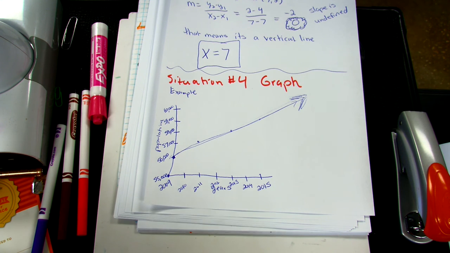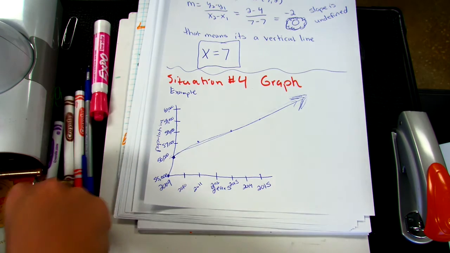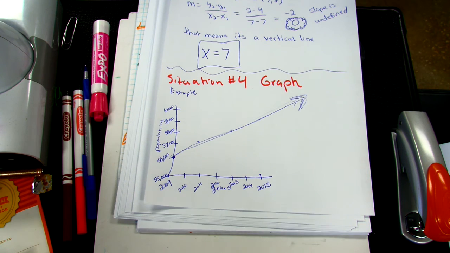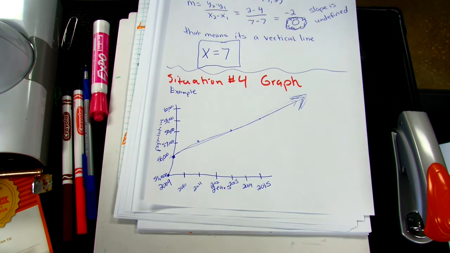So what you have to do is pick 2 points on the graph. Because if we can get 2 good points that we know the exact numbers for, then we can go back to situation number 3 and figure out our equation. Okay, so let's pick 2 points.